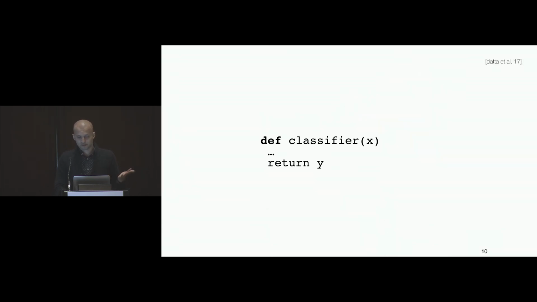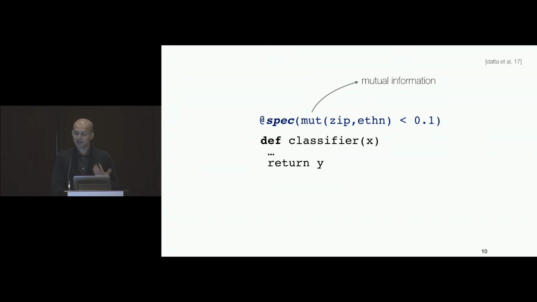There are other examples of fairness definitions. I'm not going to go through them, but in this language you can talk about, for instance, mutual information between different attributes and state some assumptions about the data that may or may not be true in practice.